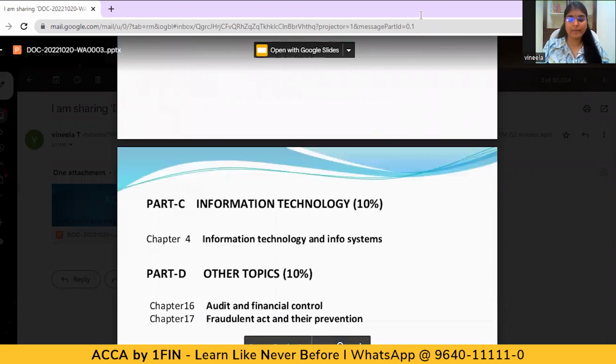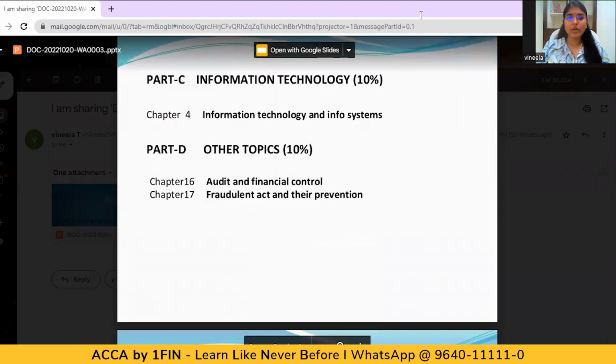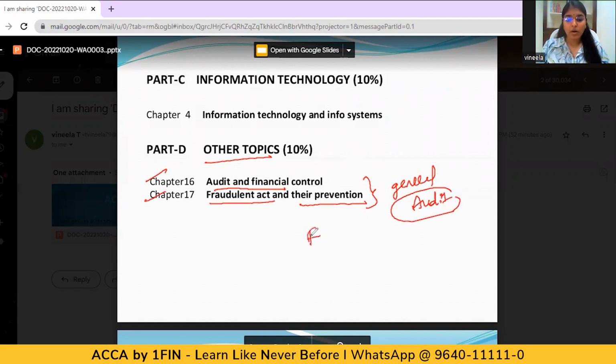Part C, information and technology: only one chapter is there, information technology and information systems, which is around 10% of your syllabus. Other topics: chapters 16 and 17, audit and financial control, fraudulent acts, and their prevention. Here you will gain a general understanding about audit, because the understanding that you gain from these topics, you will be using in your F8 Audit and Assurance paper.